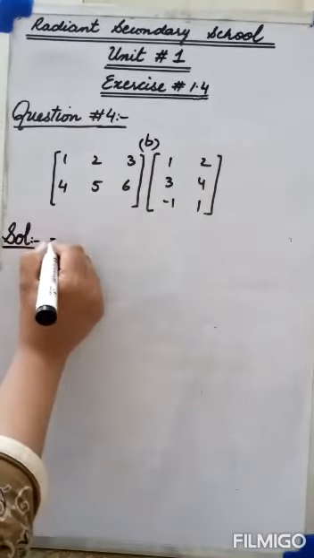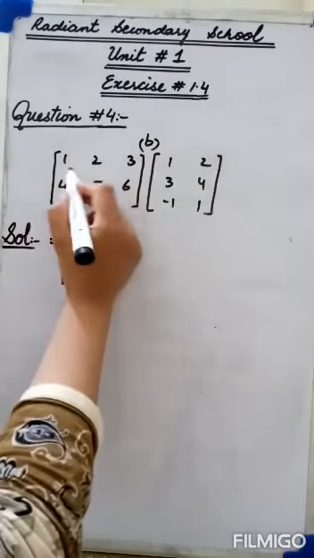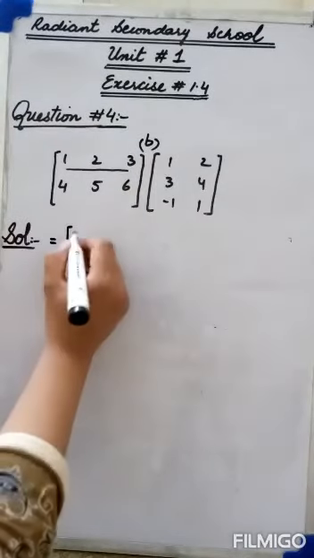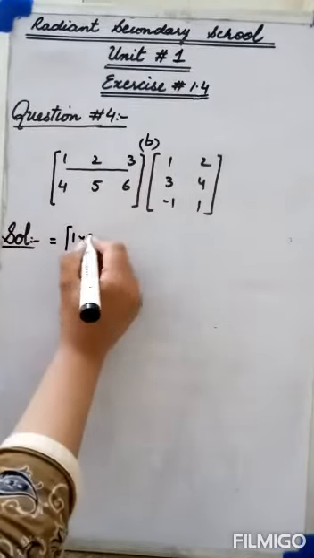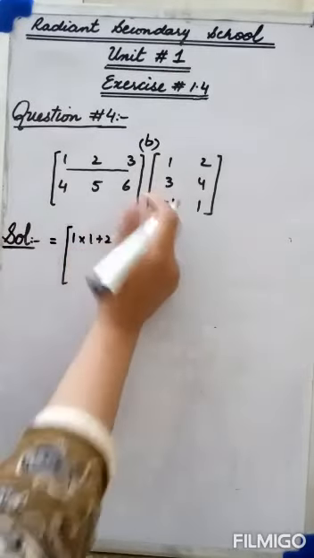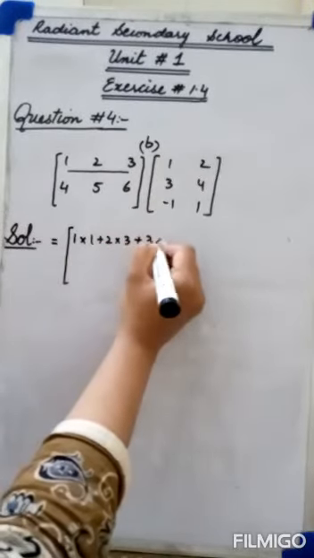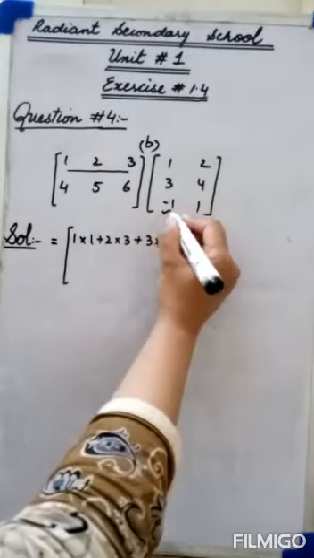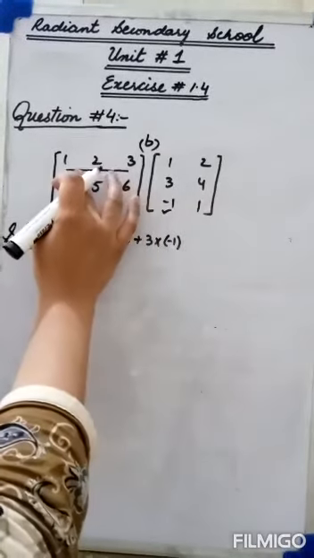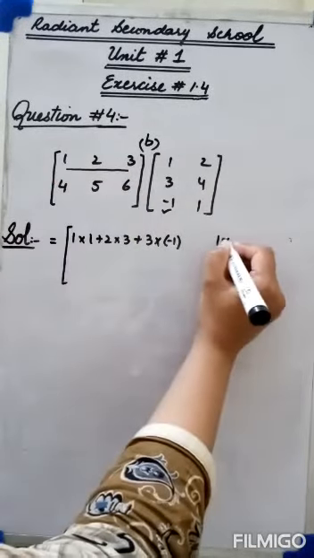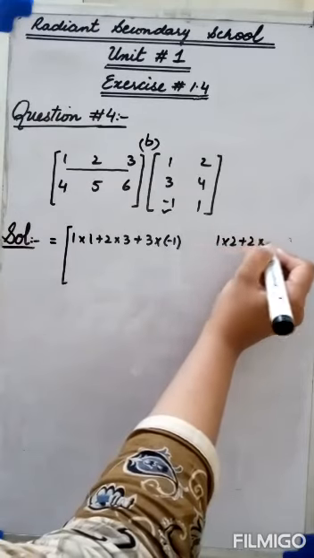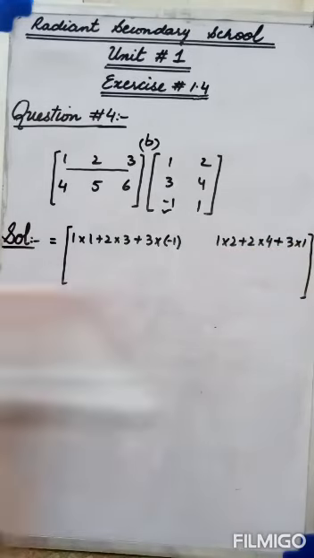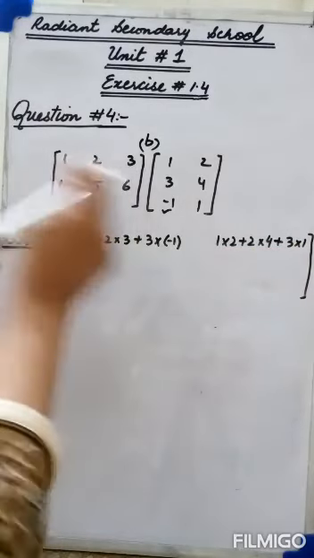Okay, now with the same rule, we will select the first row and multiply this row one by one with every column in the second matrix. So 1 will be multiplied by 1, plus 2 multiplied by 3, plus 3 multiplied by minus 1. Okay. Now the first column is completed. After some gap, we will multiply the first row with the second column: 1 multiplied by 2 plus 2 multiplied by 4 plus 3 multiplied by 1. Okay. Now the first row is completed.